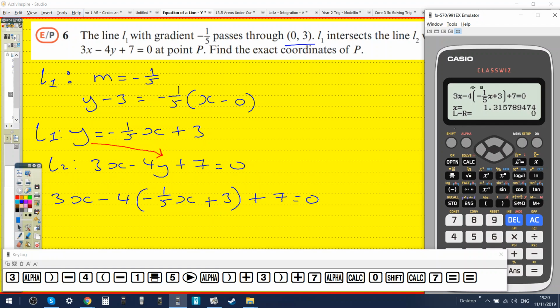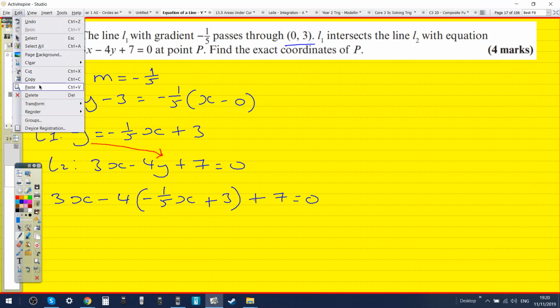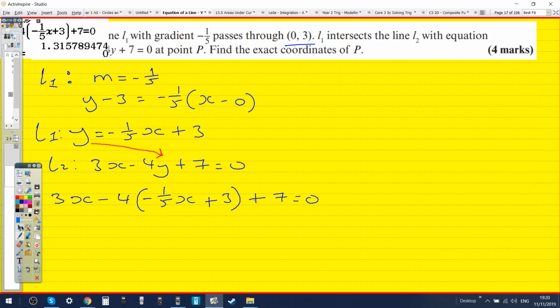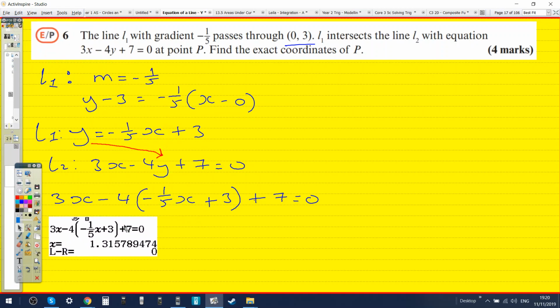Yeah, okay. Hold on, they snaked us. Find the exact coordinates of P. They want this as an exact number. So 1.31, well, that's an approximate number. All right, looks like we have to solve it the old-fashioned way. How do we solve it? Will we have to get into a quadratic? Yep, but it won't be a quadratic, I don't believe. It'll just be a linear.